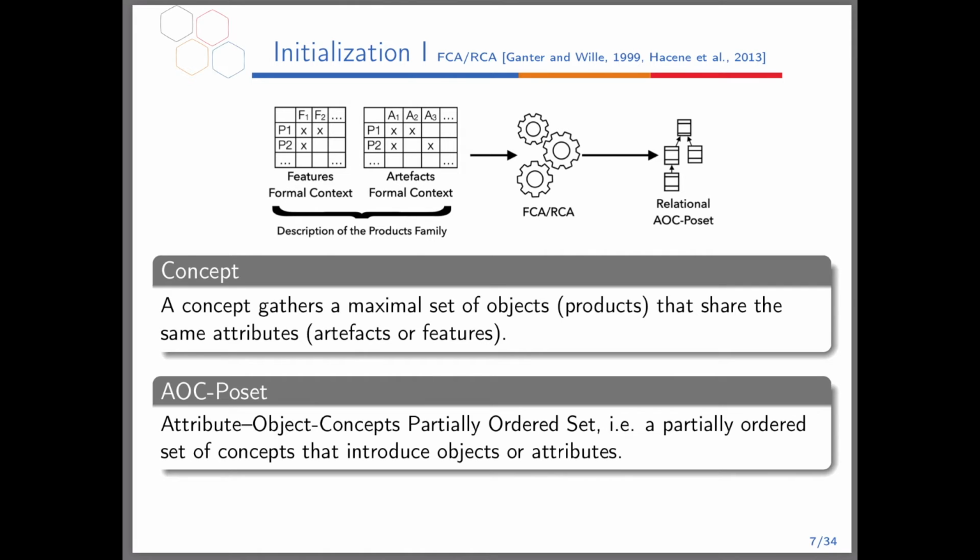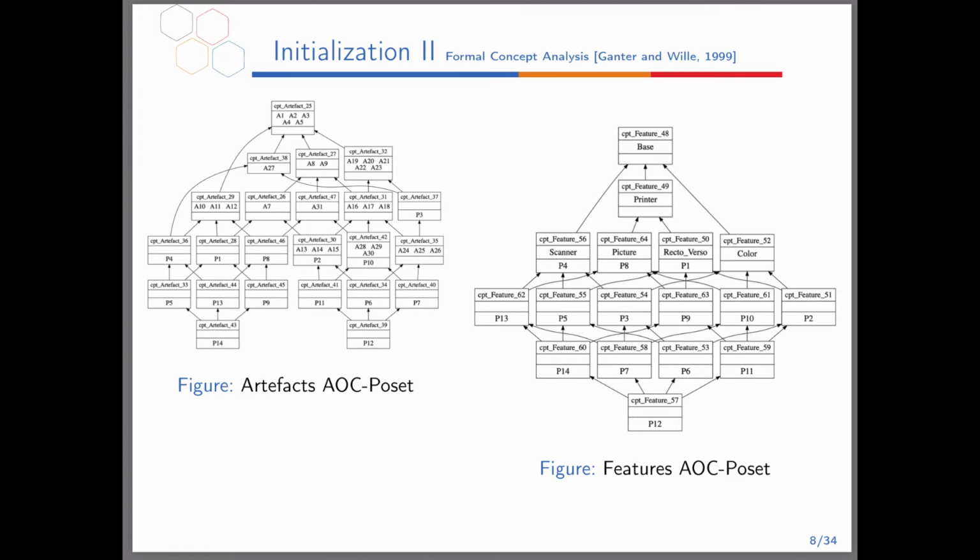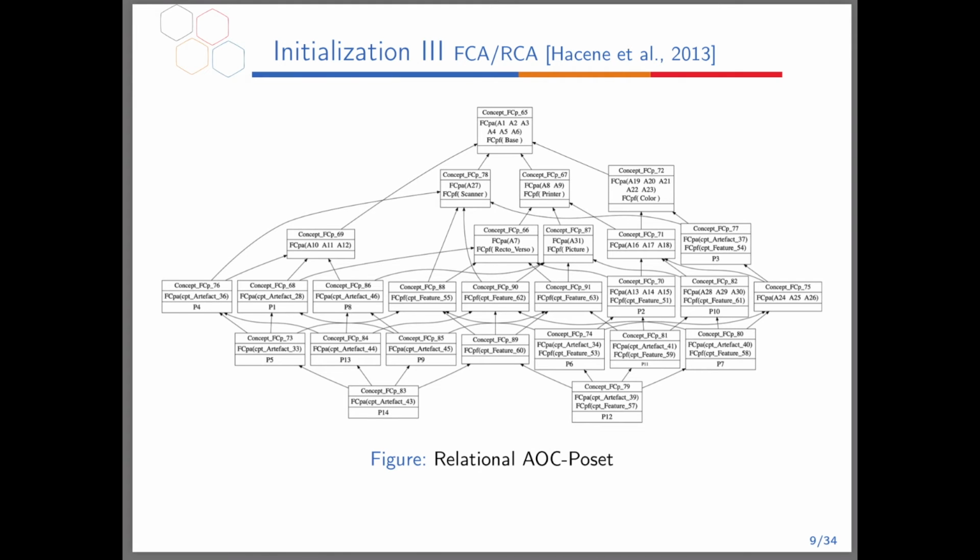Then we use FCA to produce a structure called the AOC-poset, which is a partial order of these concepts that introduce either products or their shared attributes. This means that there is no empty concept inside of an AOC-poset. Here we see the obtained AOC-posets for the features and the artifacts. And next, we use RCA to link together the concepts from the artifact AOC-poset and the feature AOC-poset.